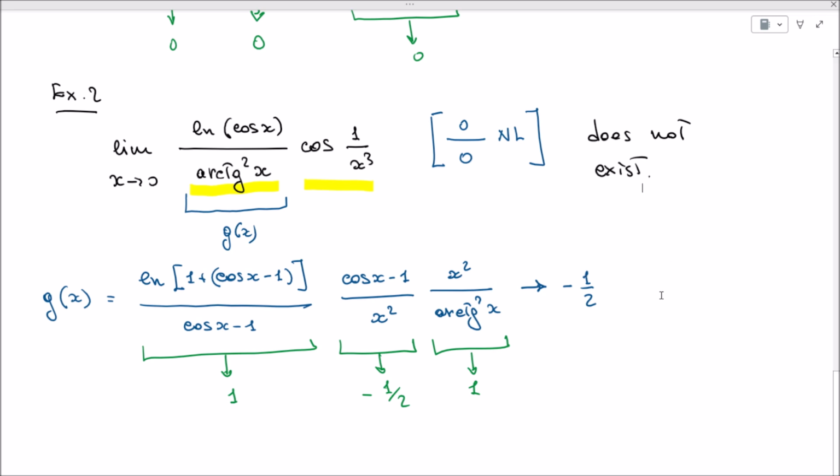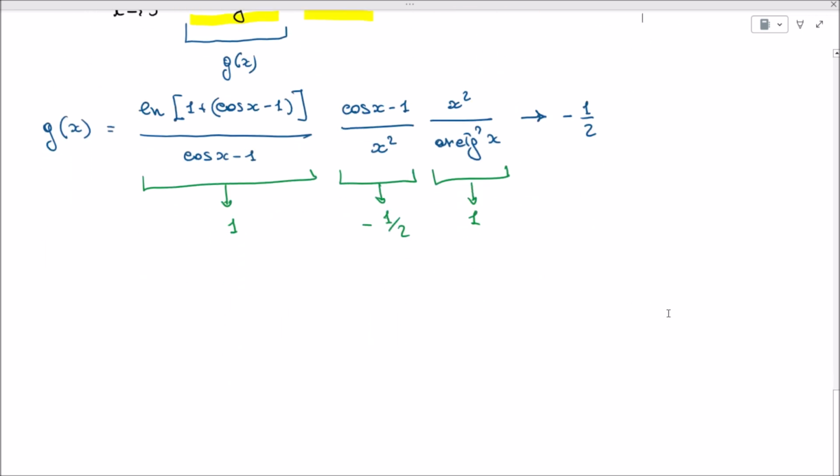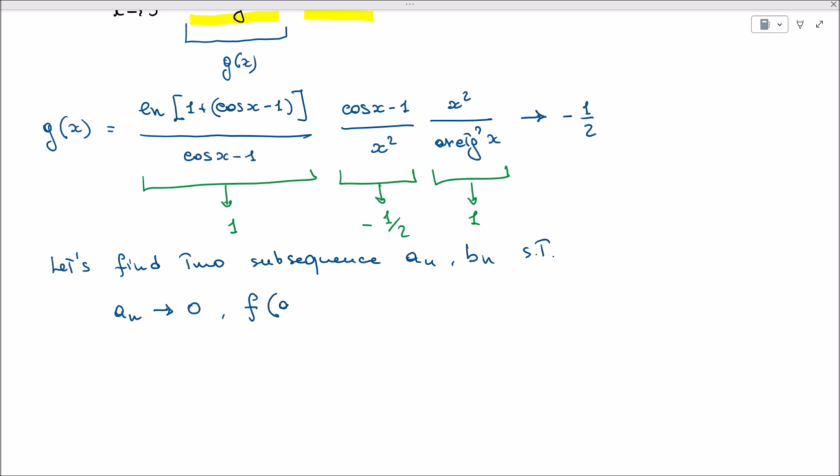Now, let's see if we are right in this intuition, and let's see if we can find two sequences an and bn such that, well, we should have an that tends to 0 with f of an that will tend to a limit L1 in the extended real line, another sequence bn that tends to 0 such that f of bn will tend to L2 in the extended real line, and then finally we need to see that L1 is different from L2. Okay, so that's the idea.